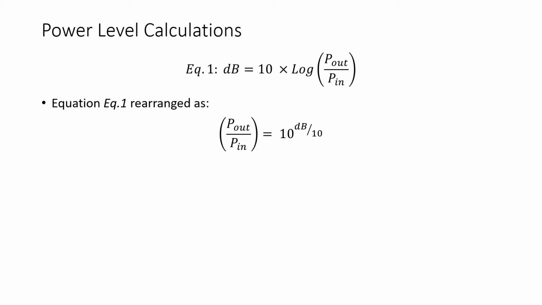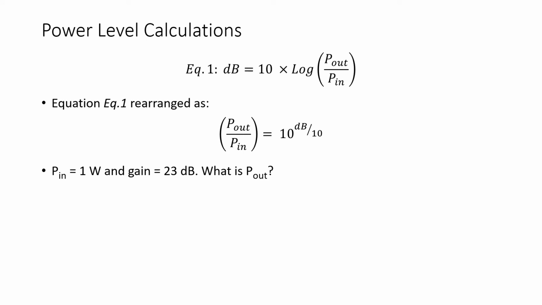Now, we can also calculate power levels with respect to the input and output when we're given the gain of the amplifier or system in decibels. So we take equation 1, and from our definition of the logarithm, we can rearrange or re-express this as P out over P in equals 10 raised to the dB divided by 10 power.